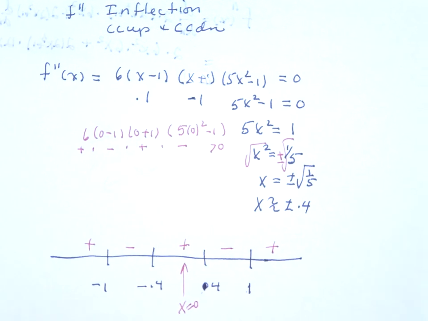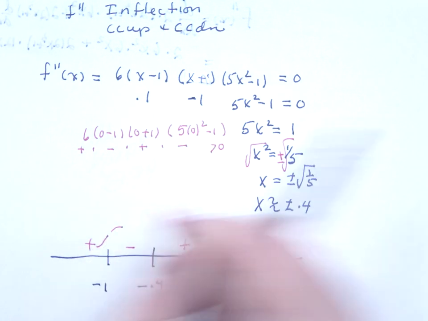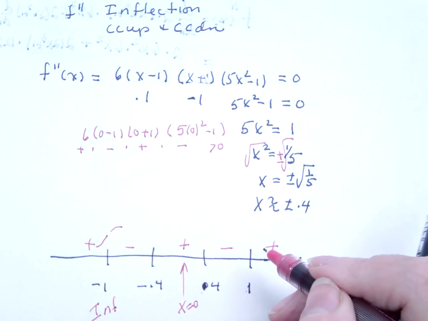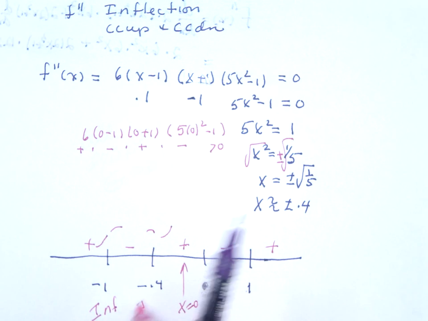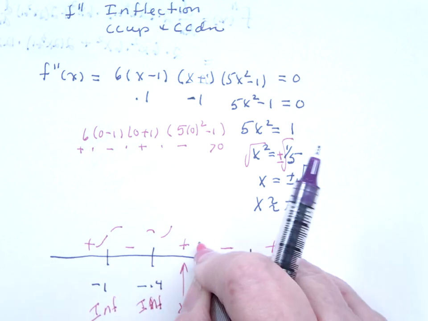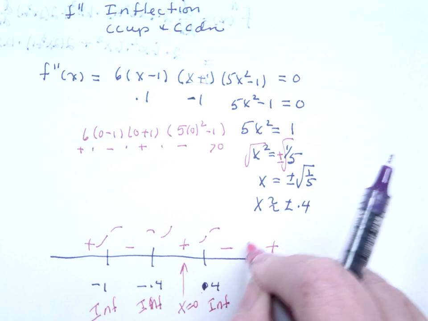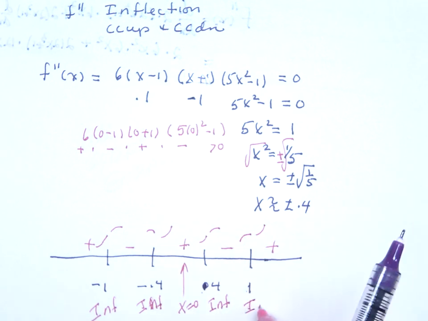So what does that mean? Concave up, concave down. This is an inflection. Concave down, concave up. This is an inflection. Concave up, concave down. This is an inflection. And then concave down, concave up. This is an inflection. So I have 4 points of inflection.